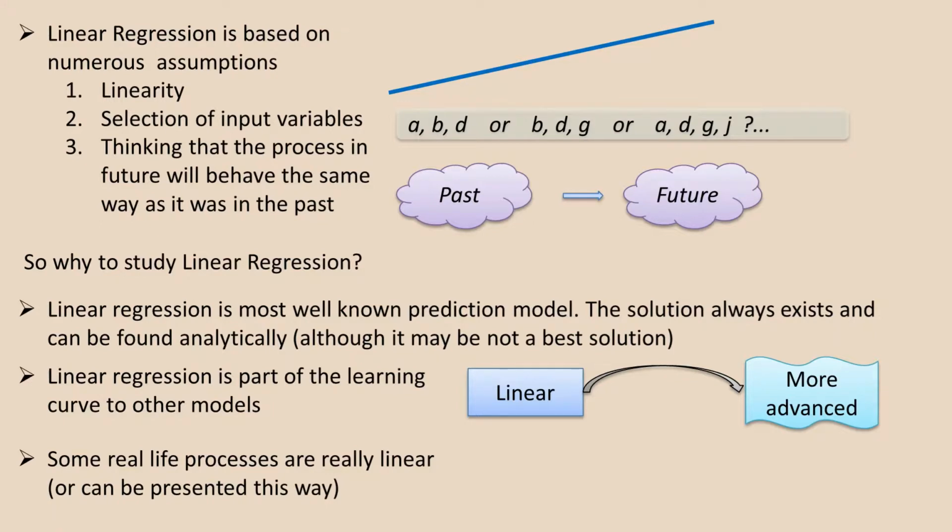And finally, some real-life processes are really linear, or at least they could be presented this way. I already mentioned previously that in practical life you will not find linear processes. However, what I meant by this is that you would not find ideal linear processes, but sometimes you will find some kind of semi-linear processes, some processes which are close to linear.